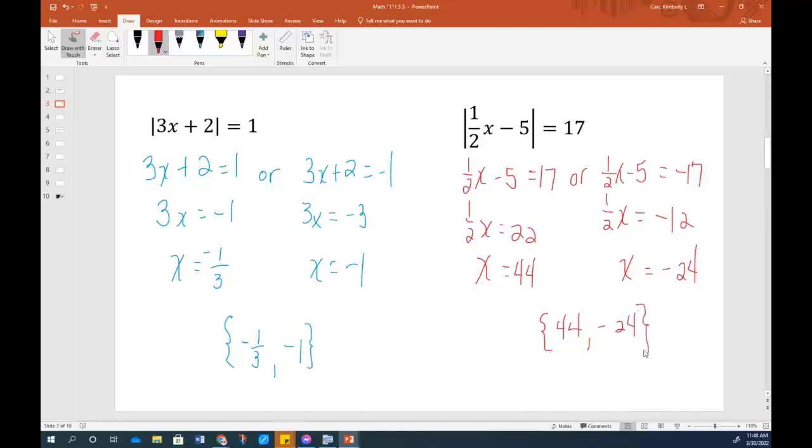I've also had students say, well, I didn't think absolute value could be negative. Well, we didn't say the absolute value was negative, but you can take a negative number and plug it in for x. Like if you took half of negative 24, you would get negative 12. Negative 12 minus 5 is negative 17, but then the absolute value of that is 17. So you can use a negative inside absolute value, just the result of it is not going to be negative.